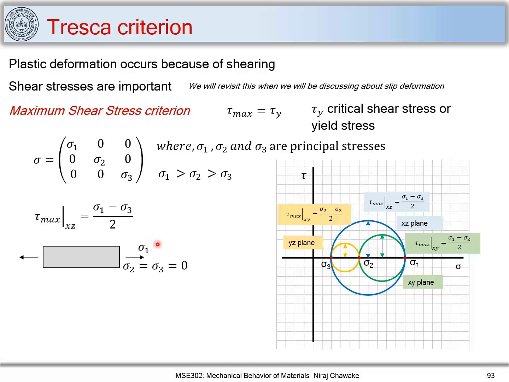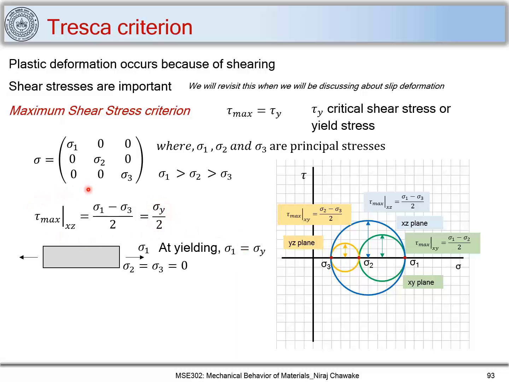So I just have only sigma 1. At yielding, we can consider this sigma 1 to be equal to sigma y. And thus, according to Tresca criteria, we say that tau max equal to tau y. So I can compare this tau max equal to tau y, which is nothing but sigma y by 2.